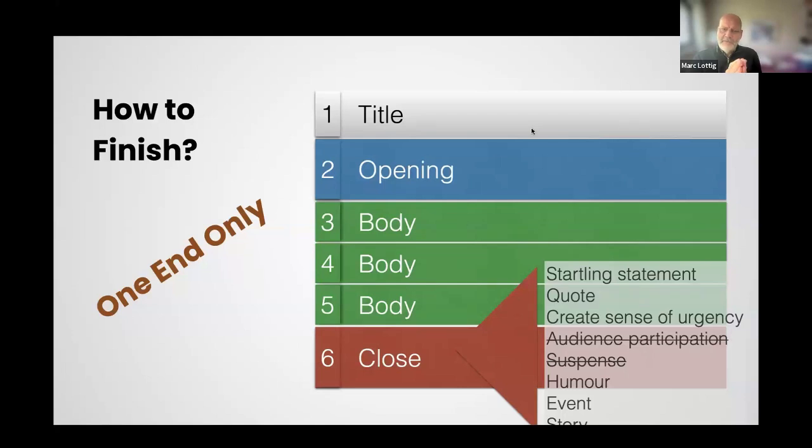You will have heard many people say, oh, let me conclude. And they just keep going on. And then suddenly they have a new point. That never works. Be sure you know what the ending is.